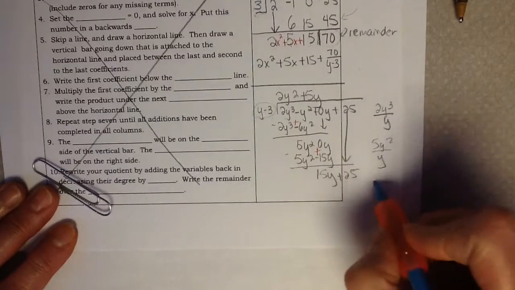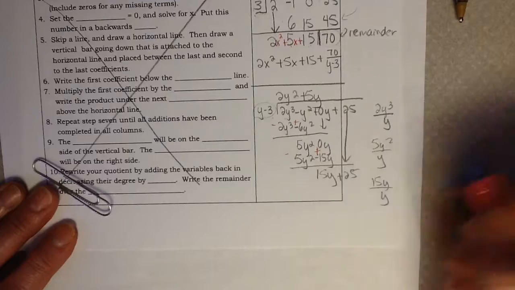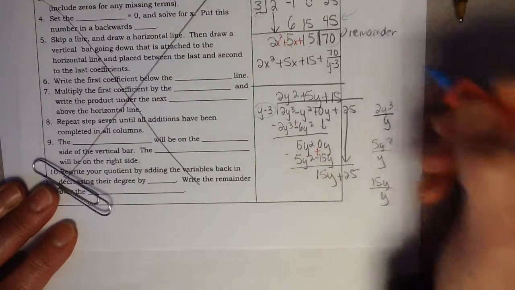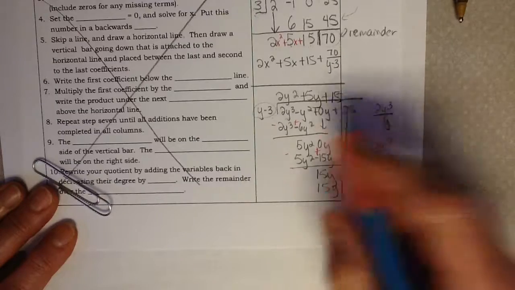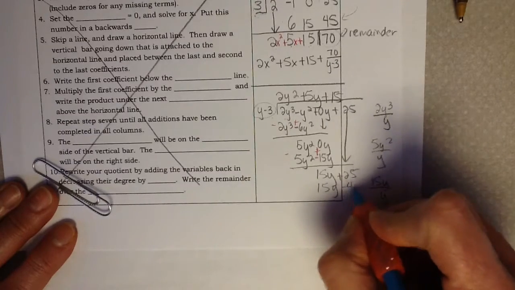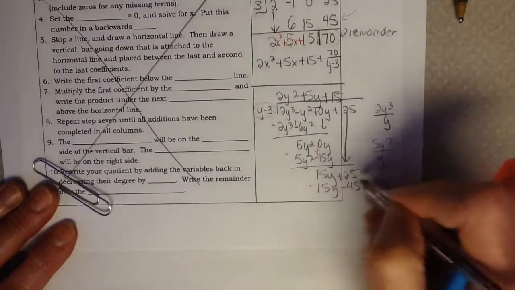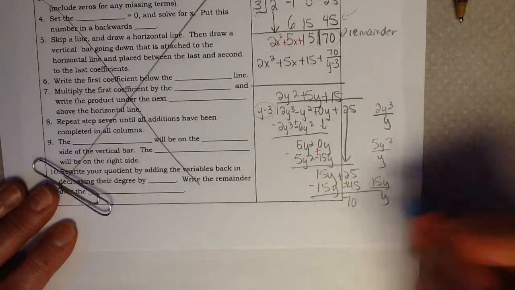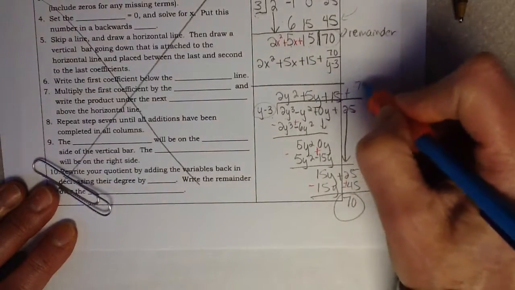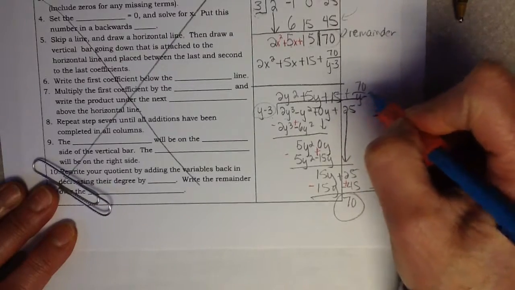And same thing again. 15y divided by y is going to be plus 15. So 15 times y is 15y. And then minus 45. I'll change my signs and add. So that's going to be 70. My remainder is going to be plus 70 over y minus 3.